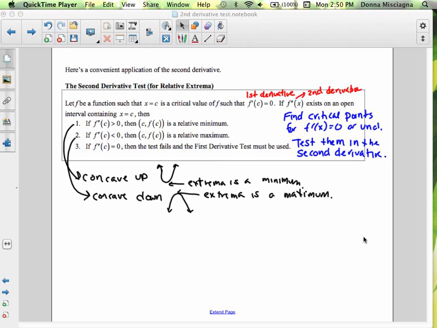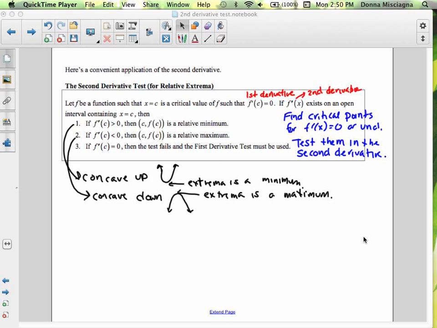you plug it back into f of x to find the y value, is a relative minimum. If f double prime of c is less than 0, then f of c is a relative maximum. Right? So let's think about this. If the second derivative is positive, using the critical point for the first derivative, then it's going to be a relative minimum. Now, why would it be a relative minimum?